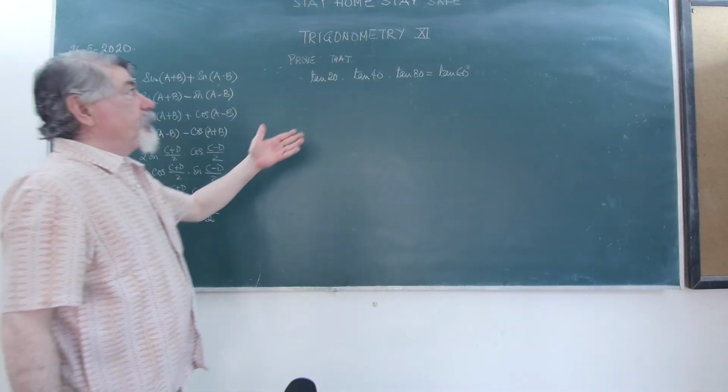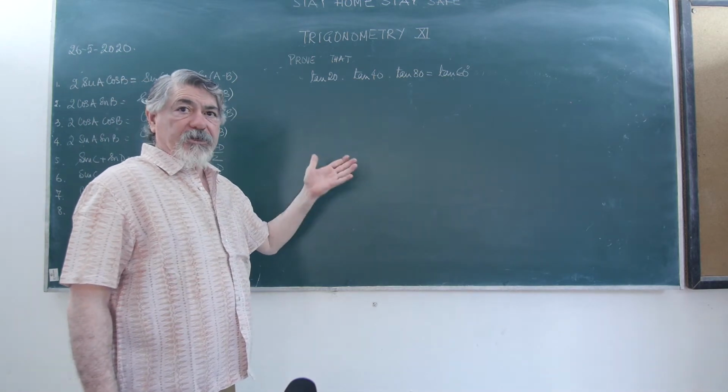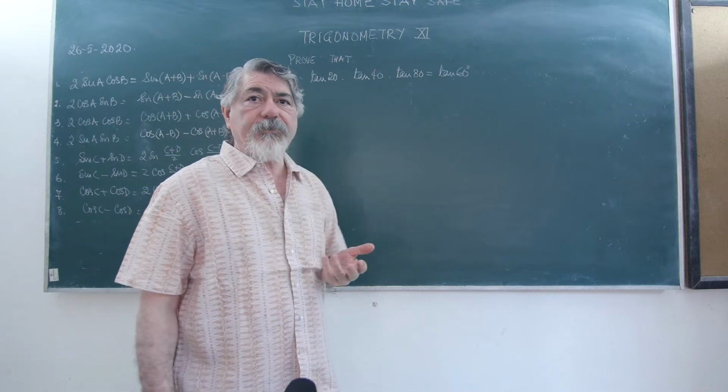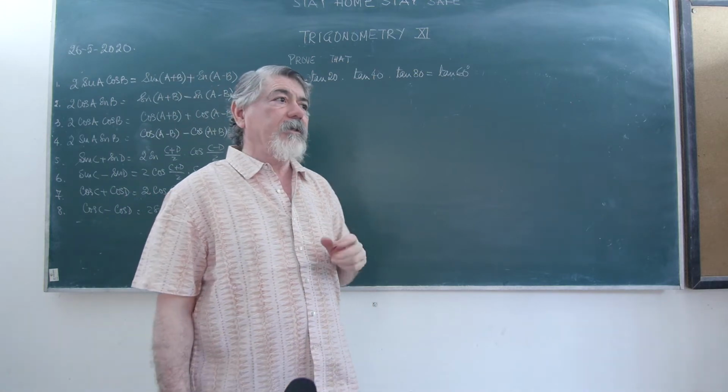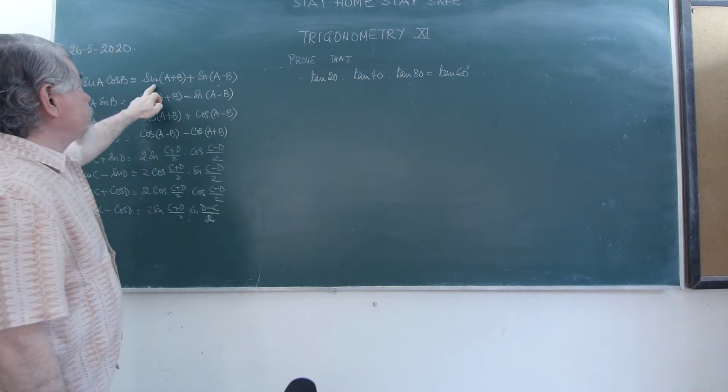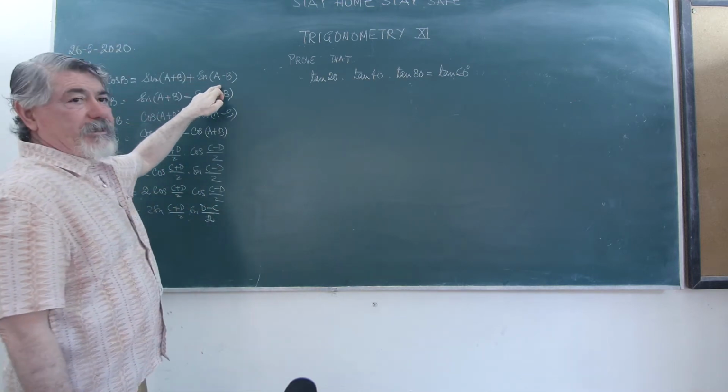Class 11th, we are doing trigonometry. I have written for your memory, we have already done these formulas, but I have written them again: the double angle formulas like 2 sin A cos B is sin A plus B plus sin A minus B.